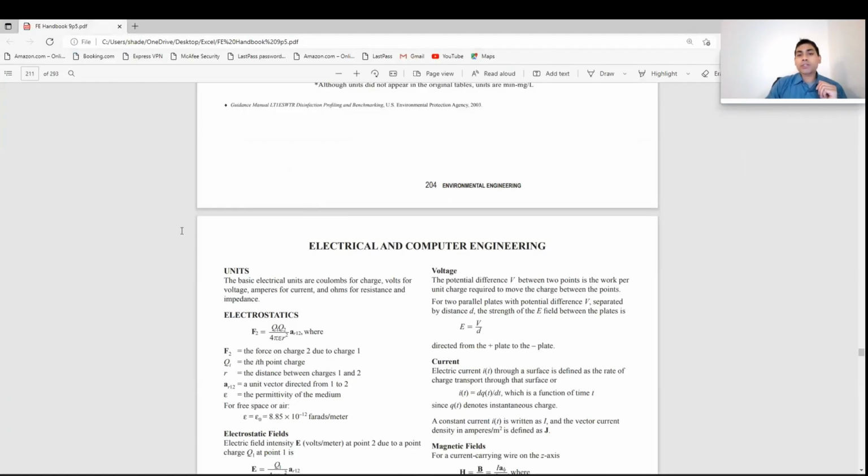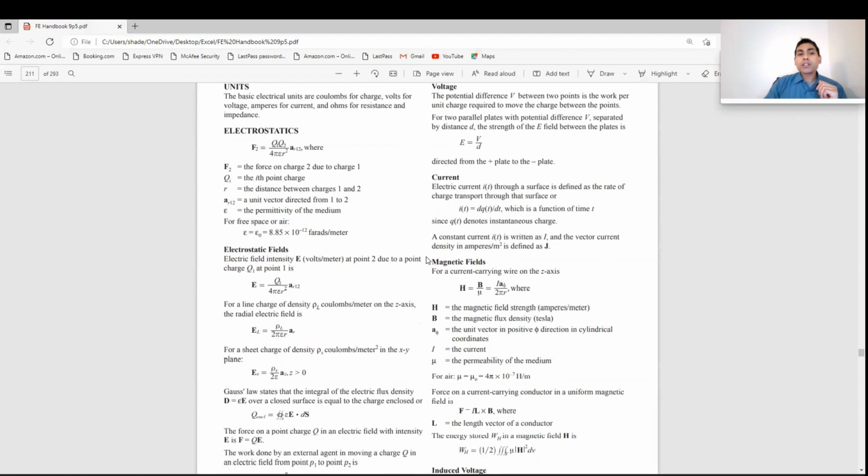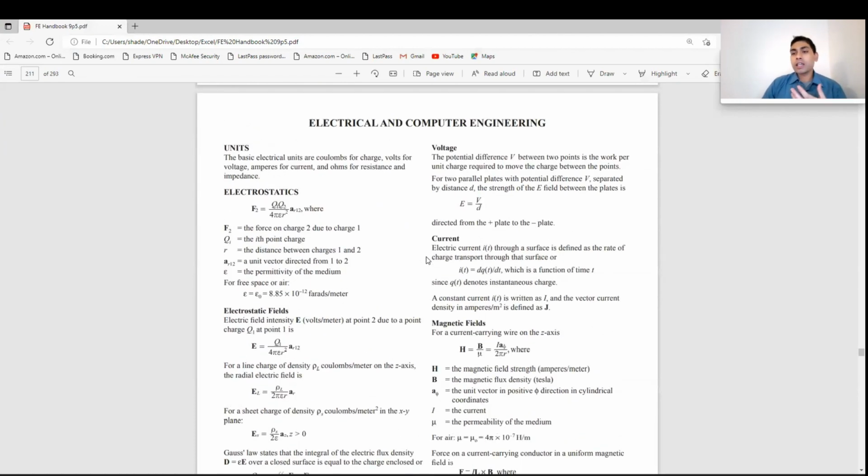I am pretty sure you could see my screen right now. So the topic that we're going to discuss today is electrostatics. First we'll review the entire topic. We'll go through what equations you would be needing in your exam and how you would be approaching them to solve those equations. And eventually we'll solve some practice problems.